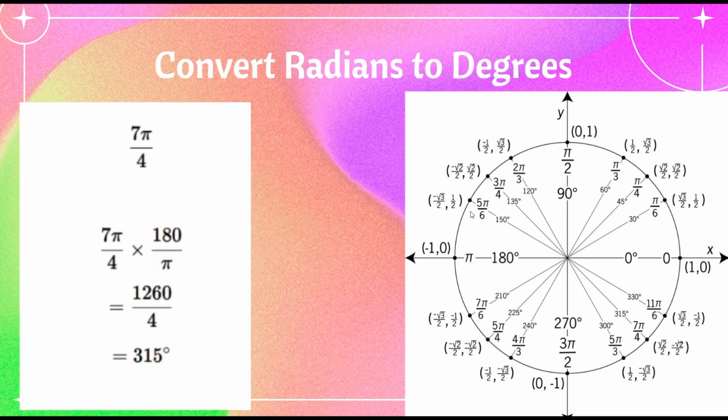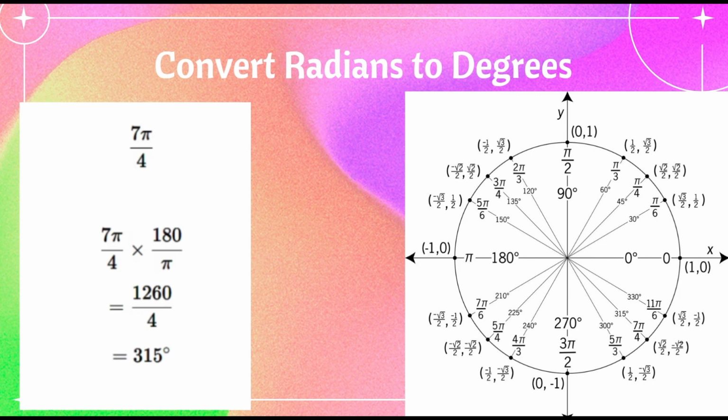Now, let's try again, converting radians to degrees. Let's take 7 pi over 4 radians into degrees. Since we're converting radians into degrees, we multiply by the conversion factor 180 over pi, using the converting radians to degrees formula. Notice when we multiply by 180 over pi, it results in 1260 pi over 4 pi, and the pi appears in both the numerator and the denominator, so these common factors cancel.